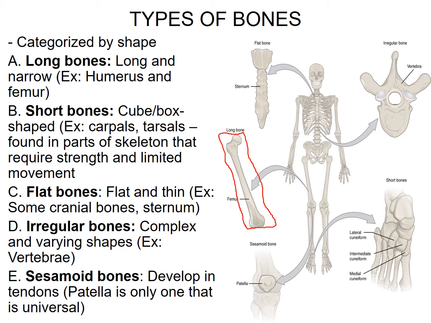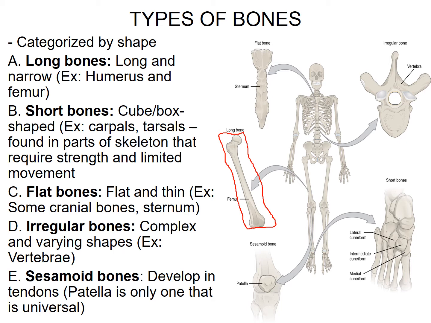So stick to the extremities or the limbs, and more than likely you have long bones. The only exception to that rule is the ankle and the wrist. The carpal bones in the wrist and the tarsal bones in the ankle are more box-like. They are more cube-like.